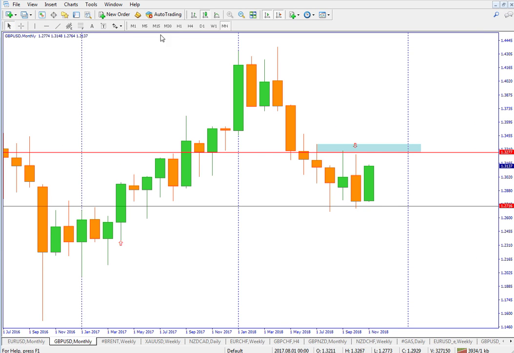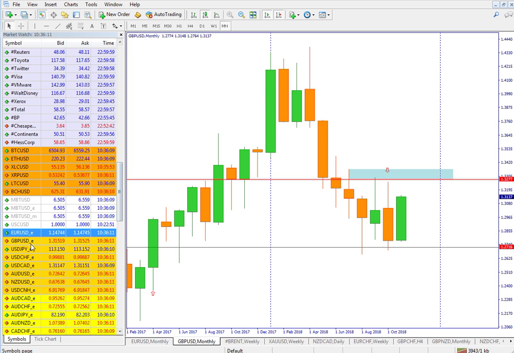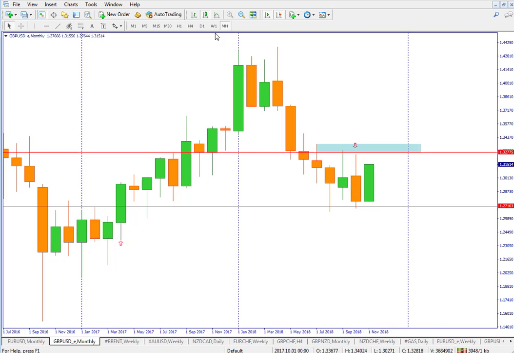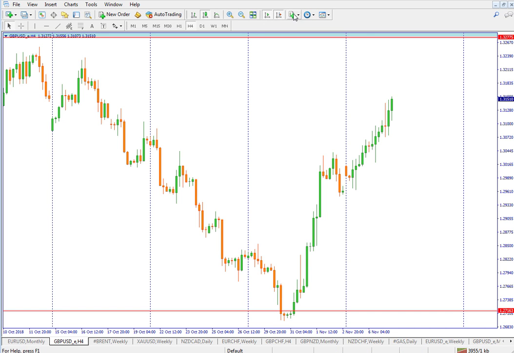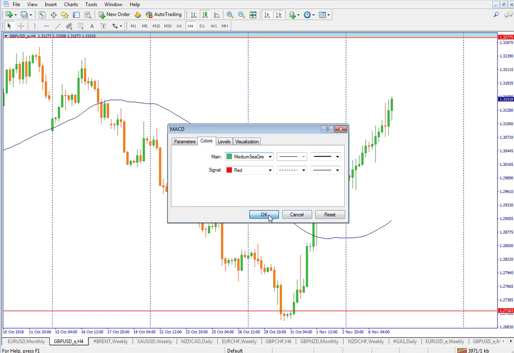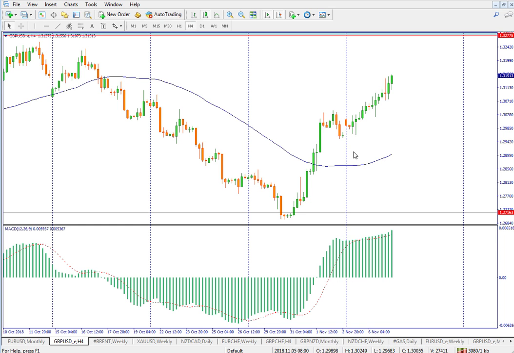Then we go straight to the 4 hour chart. Sorry, 4 hour chart. We should load it afresh. On the 4 hour chart, we want to add an indicator. We add a moving average. Here the trend is upwards, and then we also add MACD, where the bars of MACD are above 0.00.